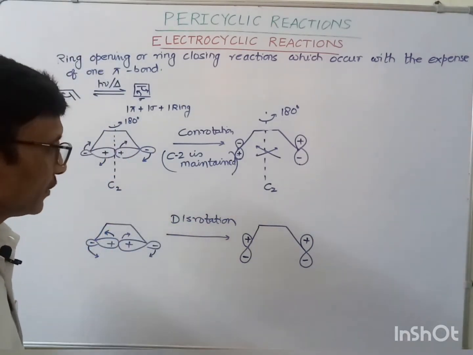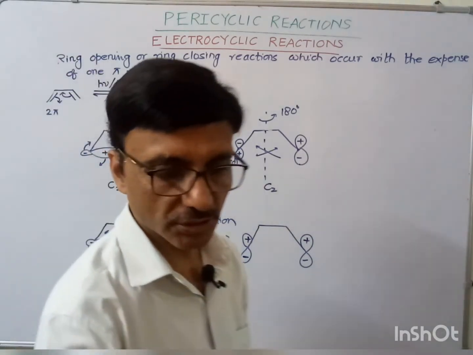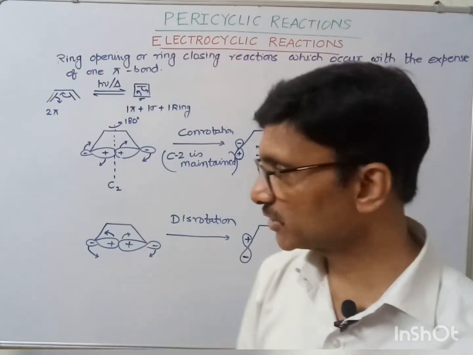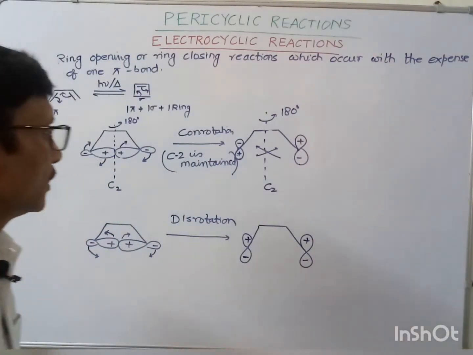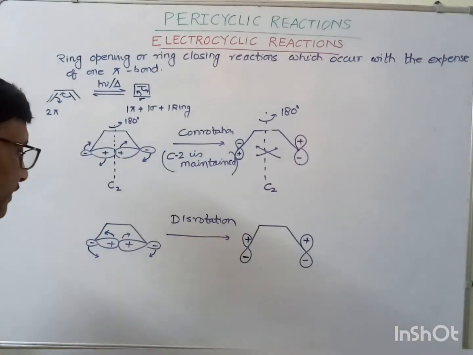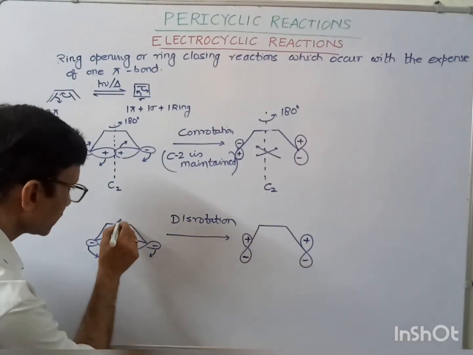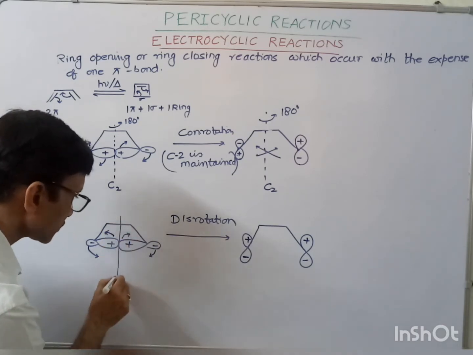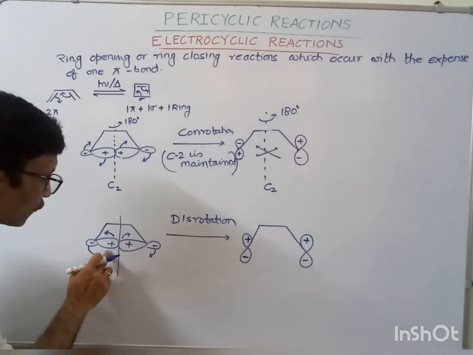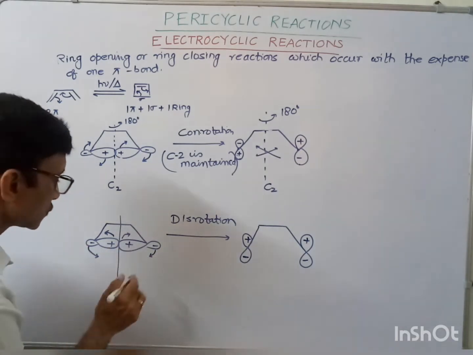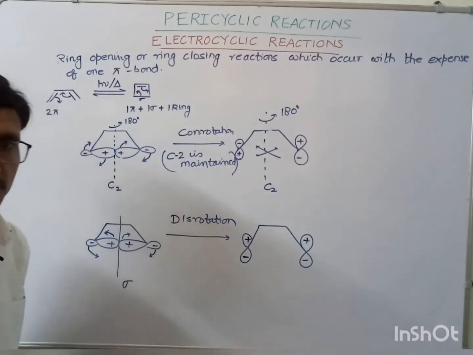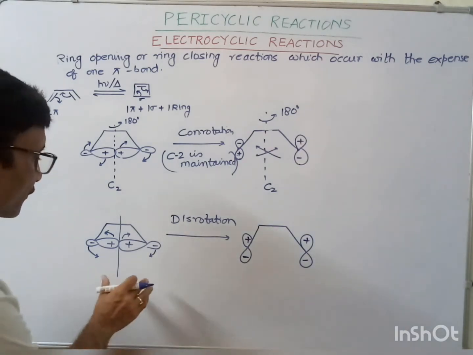Now in the same way, suppose you are doing the disrotation. Which symmetry is maintained? During disrotation, if you pass the mirror plane, in front of plus you will have plus, and in front of minus you will have minus. So here sigma is present. Okay, it is symmetric with respect to sigma.